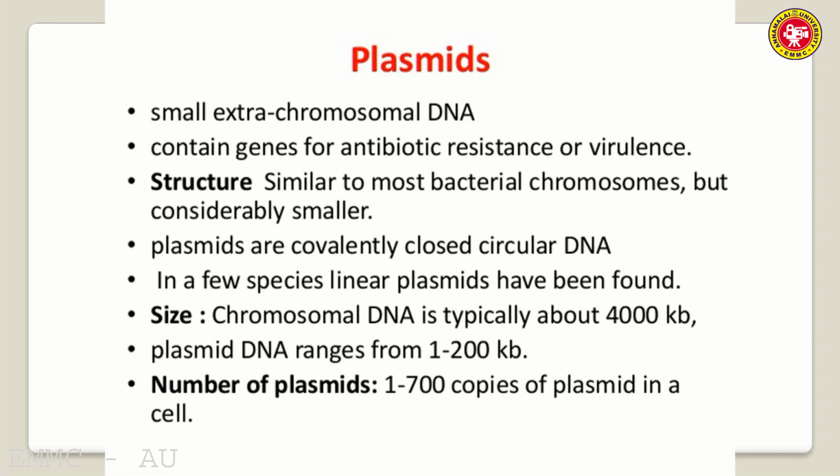So, in some organisms it is in circular form, and in some organisms it is present in linear form. The size of the chromosomal DNA is typically 4000 kilobases. Plasmid DNA varies among organisms from 1 to 200 kilobases. The number of plasmid copies varies from 1 to 700 copies in a cell.